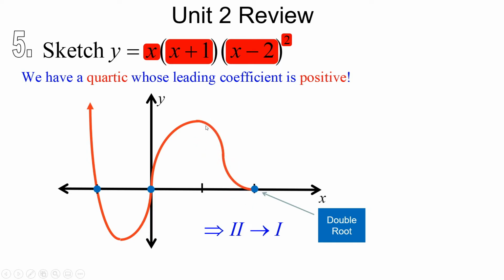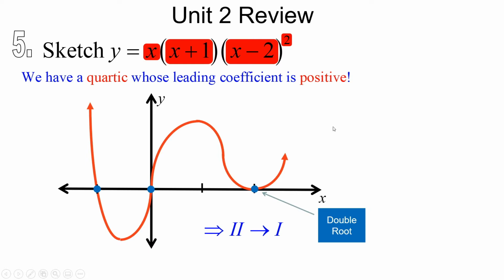And remember the shape of a double root now. All right, we're going to come down and just kiss the x-axis. And then work back up, finishing in quadrant 1 like we said we would. And that's the shape of a double root. This polynomial is tangent to the x-axis at x equals 2.